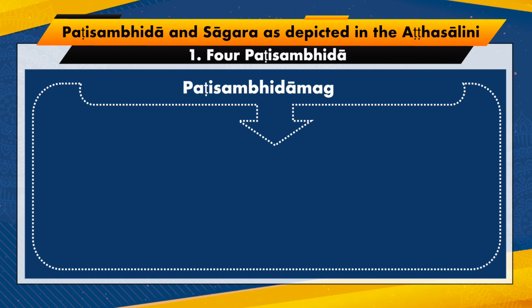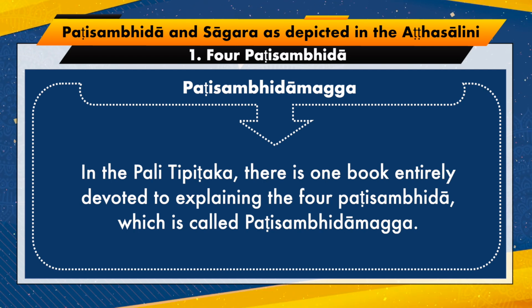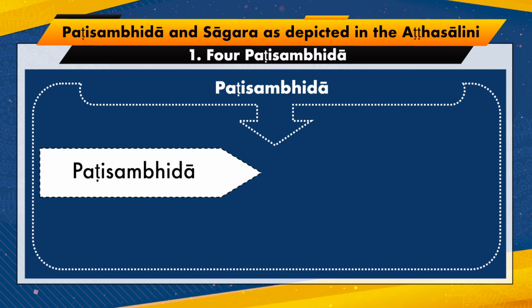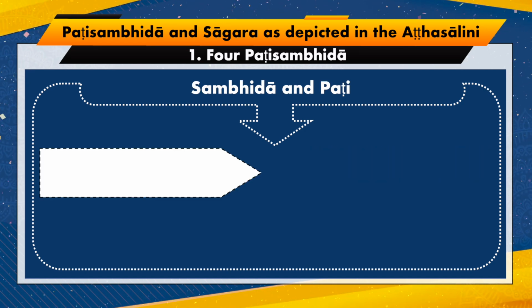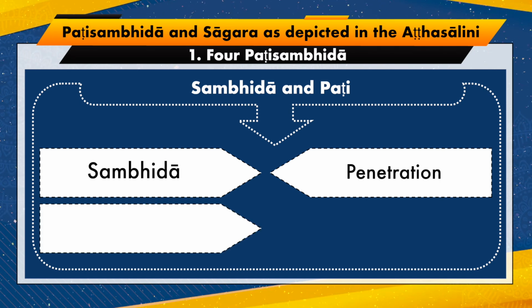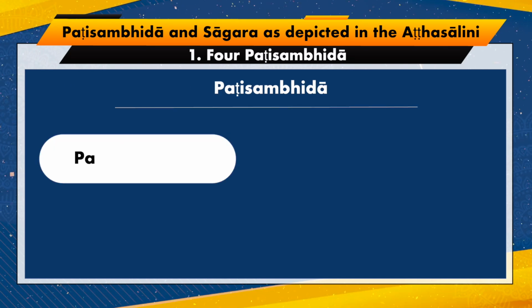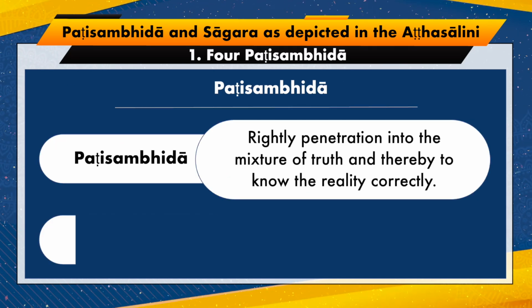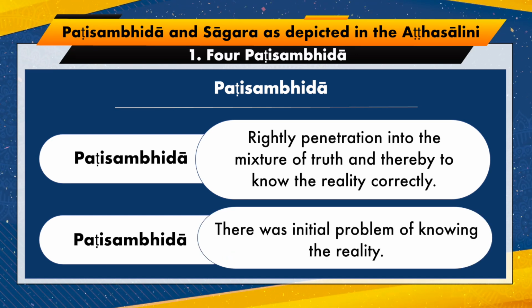The first is the 4 Paṭisambhidā. In the Pali Tripitaka, there is one book which is entirely devoted to explaining the 4 Paṭisambhidā, which is called Paṭisambhidā Magga. The book is actually the path of Paṭisambhidā. Paṭisambhidā means special knowledge. Sambhid means penetration and Pati means rightly. Thus, Paṭisambhidā means rightly penetrating into the mixture of truth and thereby knowing the reality correctly.